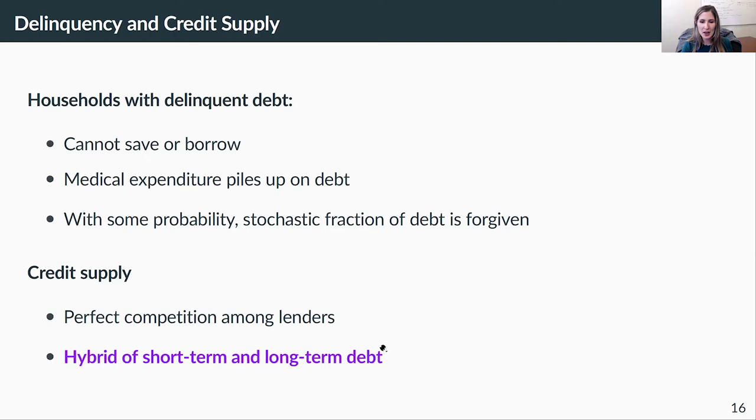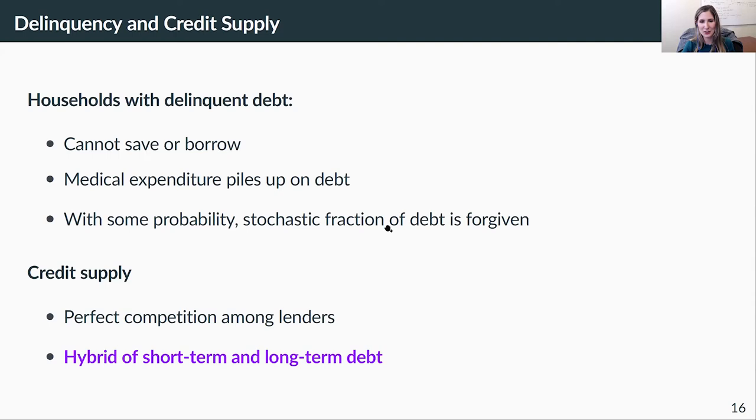One of the other really cool features of our model is that because of how we're modeling delinquency, debt in this economy is really going to be a hybrid of short-term and long-term debt. It's short-term in the sense that literally it's a one-period bond, but it's long-term in the sense that creditors and borrowers understand that there's a chance the borrower goes delinquent and has that debt for a longer time, and they maybe only get a partial recovery depending on what happens in this debt forgiveness process.